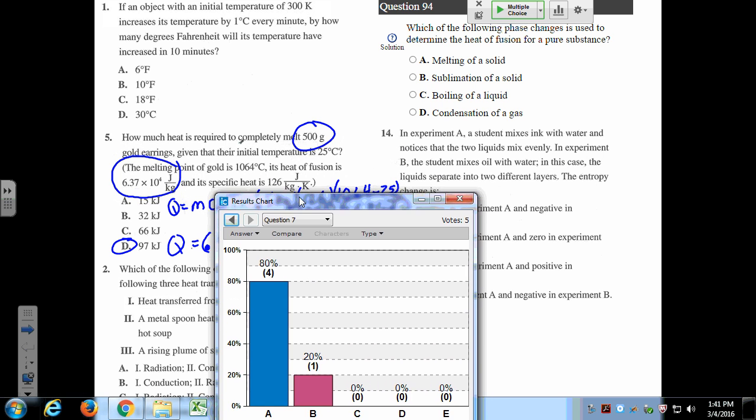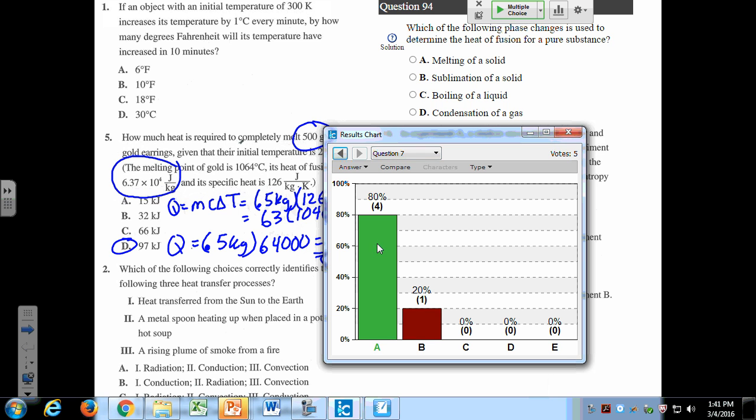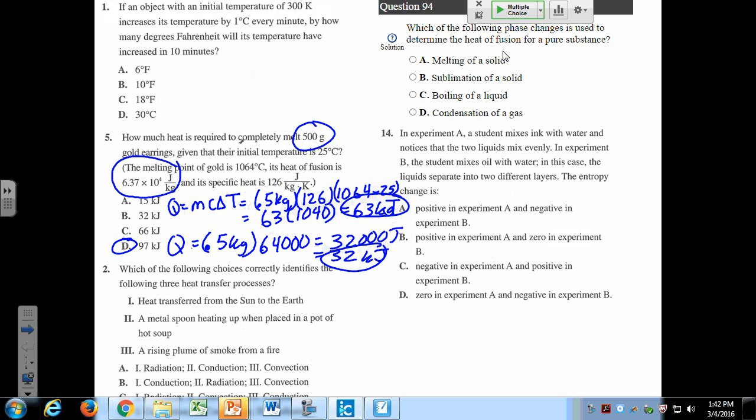Let's see, is that right? A? Yep, that's right. Melting of a solid has to do with the heat of fusion. So A is right. All these other things are something different. This would be sublimation of a solid, when it goes from a liquid to a vapor. That's something different. Boiling of a liquid means that you bring it up to the boiling point, but you don't change its phase. And then condensation of a gas, like when you sweat and it evaporates off your body, the latent heat of vaporization would be relevant there.